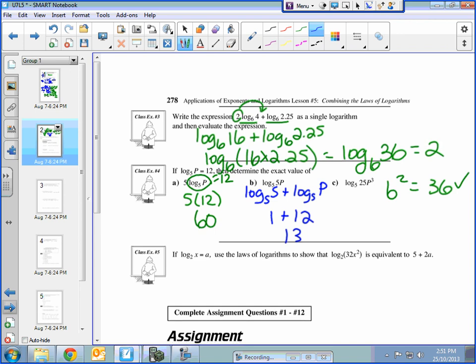Okay, is everyone okay with this step? Kind of, sort of? 1 second. Give me 2 minutes. Do you guys have questions? Do you understand why I did that?